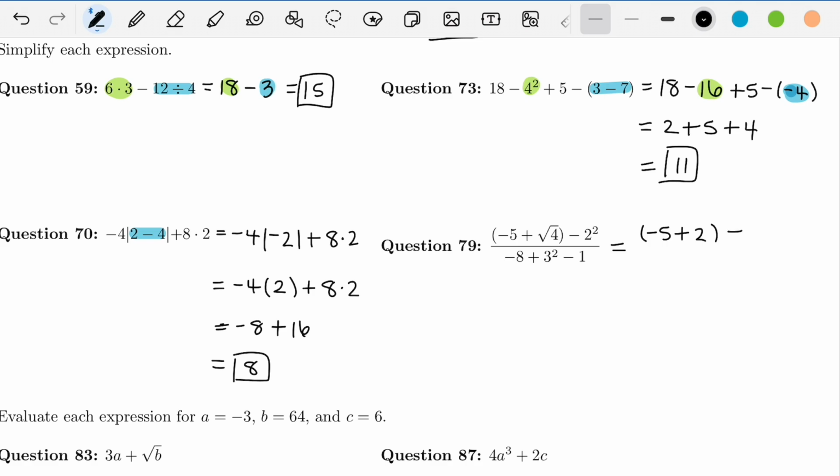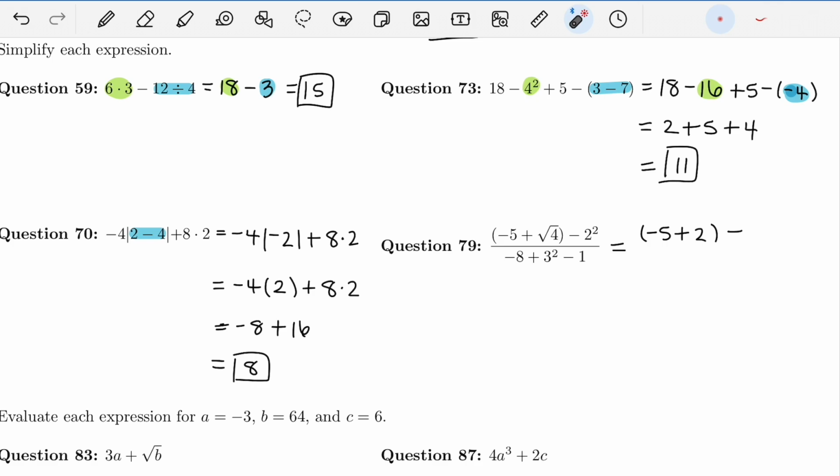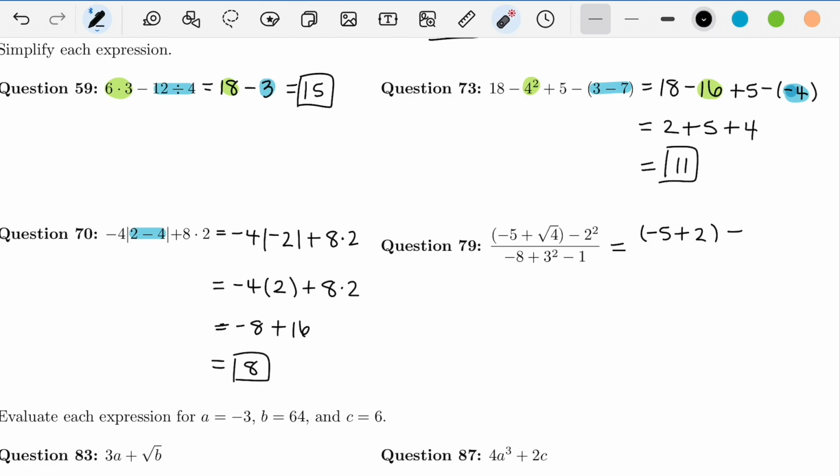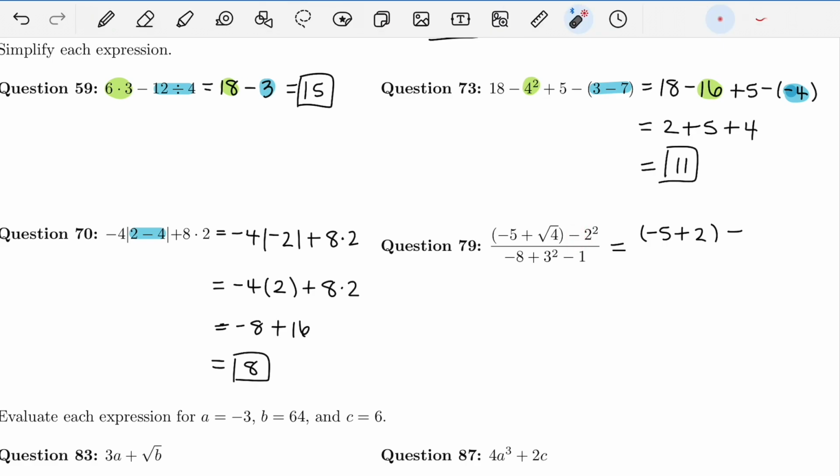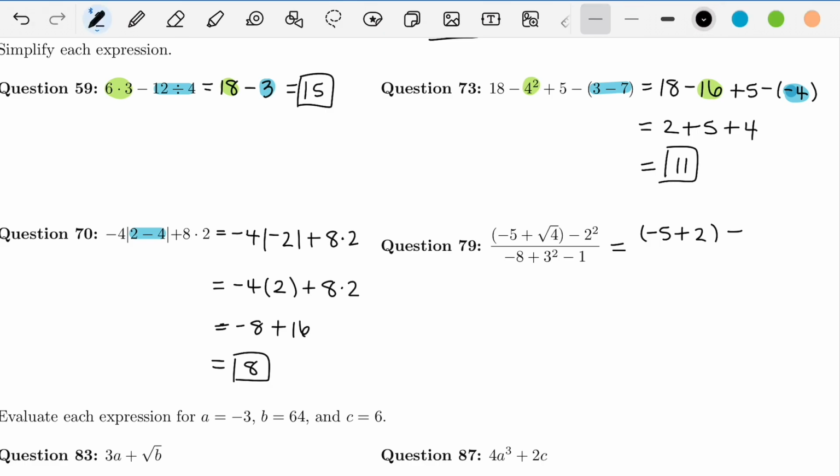Now we can also, in the same step, evaluate this here. This is our exponential term. We have -2 squared. And remember, since we don't have a parenthesis around this minus, we're just going to take this 2 squared here. The minus will stay on the outside. So 2 squared is going to be 4. Then what we're going to do is PEMDAS on the denominator. So here we have this -8 plus our exponential term, 3 squared, well, that'll be 9, and then -1.